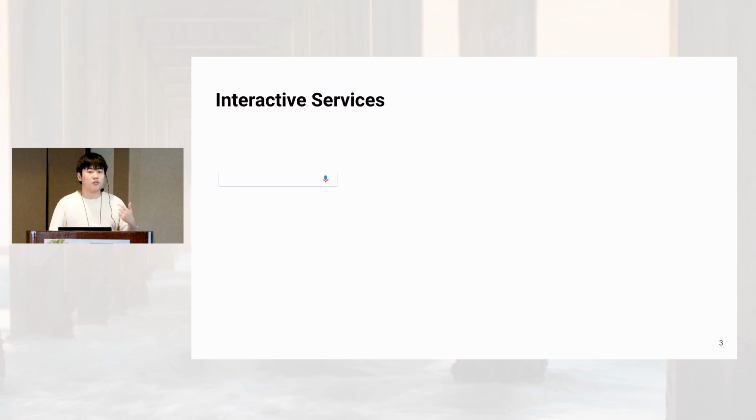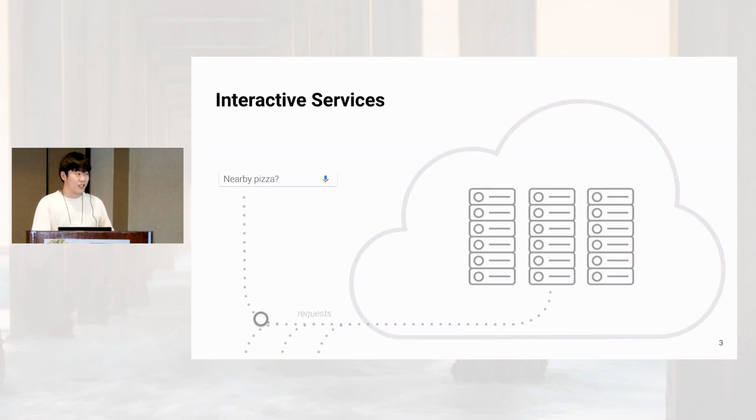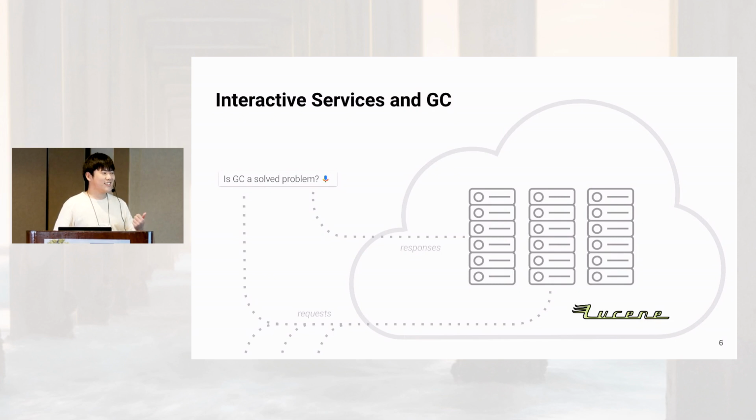So first, imagine we have an interactive text search server. And the user keeps sending text search requests to the server, and the server keeps sending back responses, just like this. And imagine the server is running Java, for example, Lucene. And what if a garbage collection happens when the server is still processing a request, where the user will get a delayed response with a higher latency?